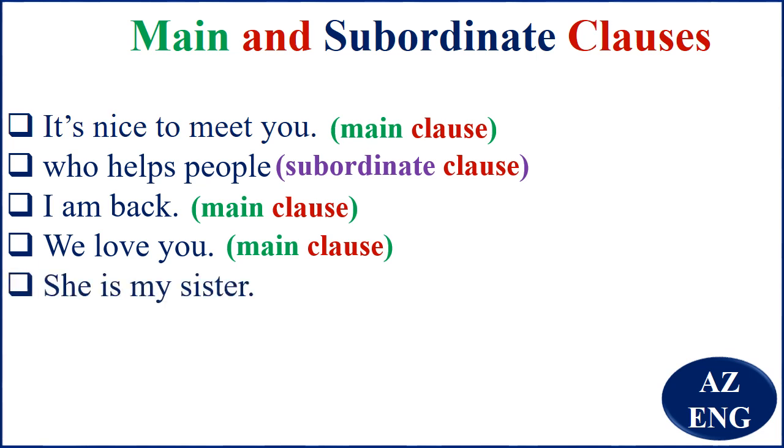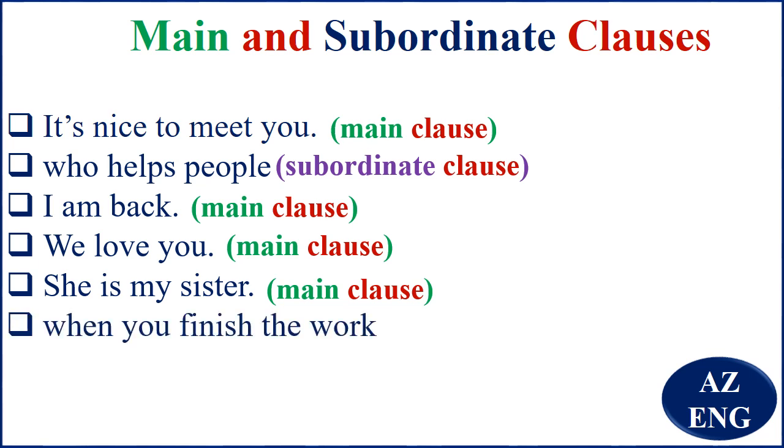She's my sister. You don't have to even think. This is a main clause too, an independent clause. This too is a sentence. When you finish the work, but you see, when you finish the work, you ask, what will I do when I finish the work? So this one is a subordinate clause. So you do not say that this is a sentence.